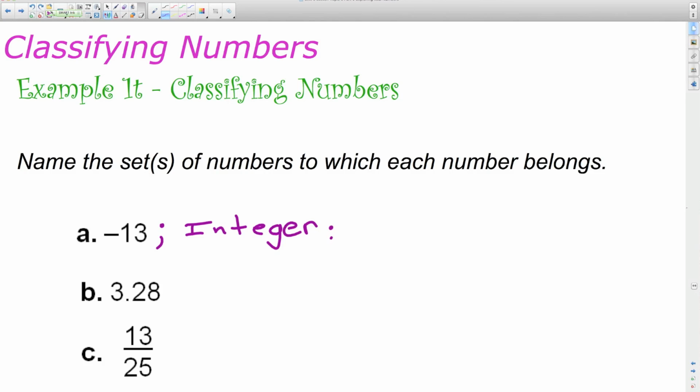And since it's an integer, it's also going to be a rational number, because we can express it as a fraction, -13 over 1.